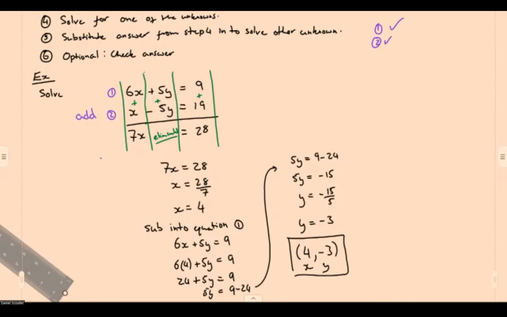Okay, I said you can check. Now you don't have to do this in the exam. If you've got a wee bit of time at the end, then you could do it. You can substitute x equals 4 and y equals negative 3 into either of those equations and they should work. So we sub it into equation 2, which is x minus 5y equals 19. If I substitute in the term x into here and the term y into here, I should get 19.